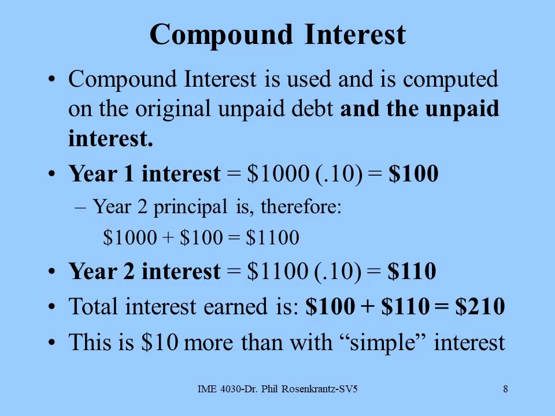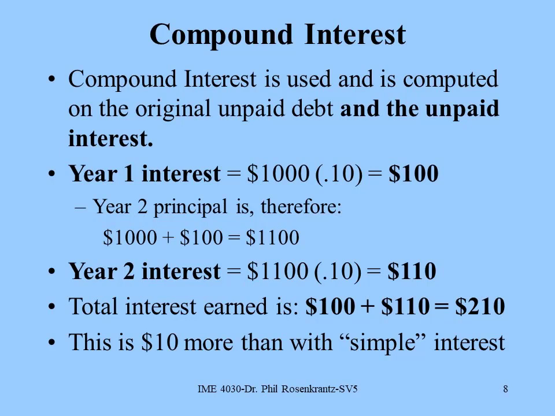But unlike the simple interest example, what we're going to do is add any unpaid interest for the time period to the principal and get a new principal for the next time period. In this case, we'll add the $100 since we haven't paid it yet, but we owe it. We're going to add that to the $1,000 of first year principal, and we get $1,100 as our new principal for the second year. So our second year's interest will be based on that.